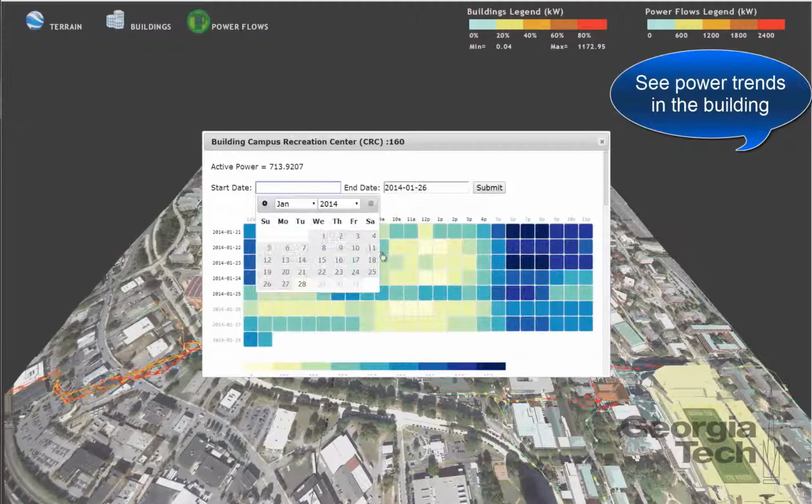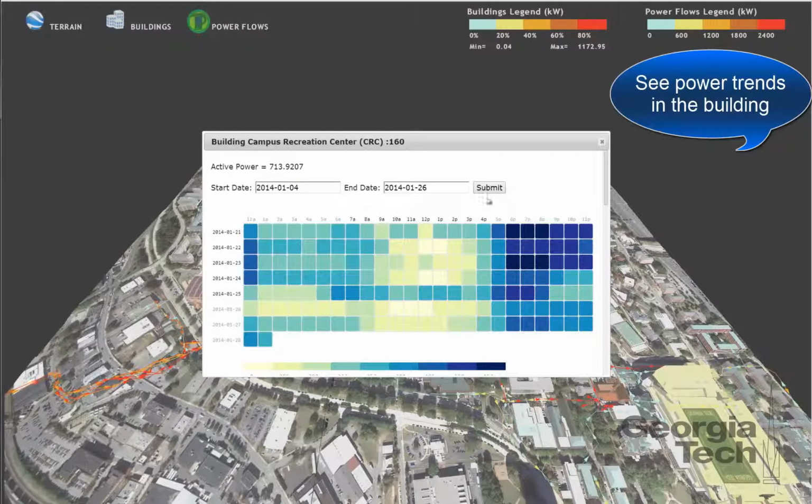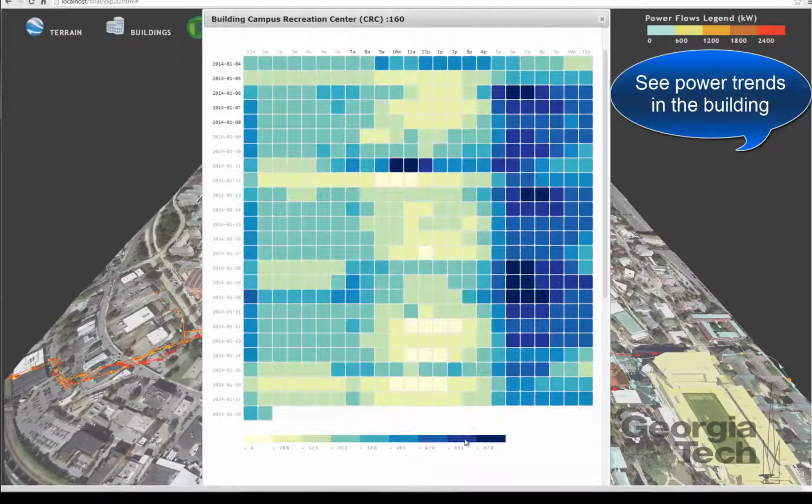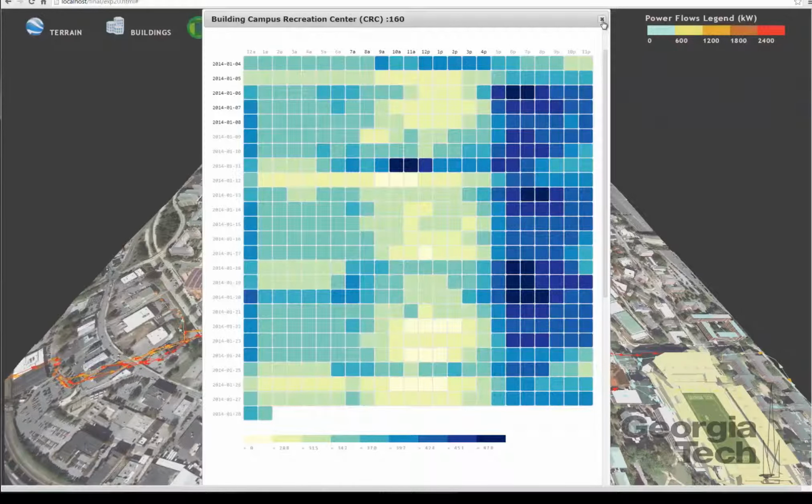You can change the date range to see the power trends in that building. Since this data is of the campus recreation center, it is obvious that most students would attend it after classes in the evening. This is reflected by the fact that the power consumption is the least between 9 a.m. to 5 p.m. It is the highest in the evenings. Also, you can observe that during the weekends the power consumption is really low. This comes from the fact that most students are not on campus during the weekends.